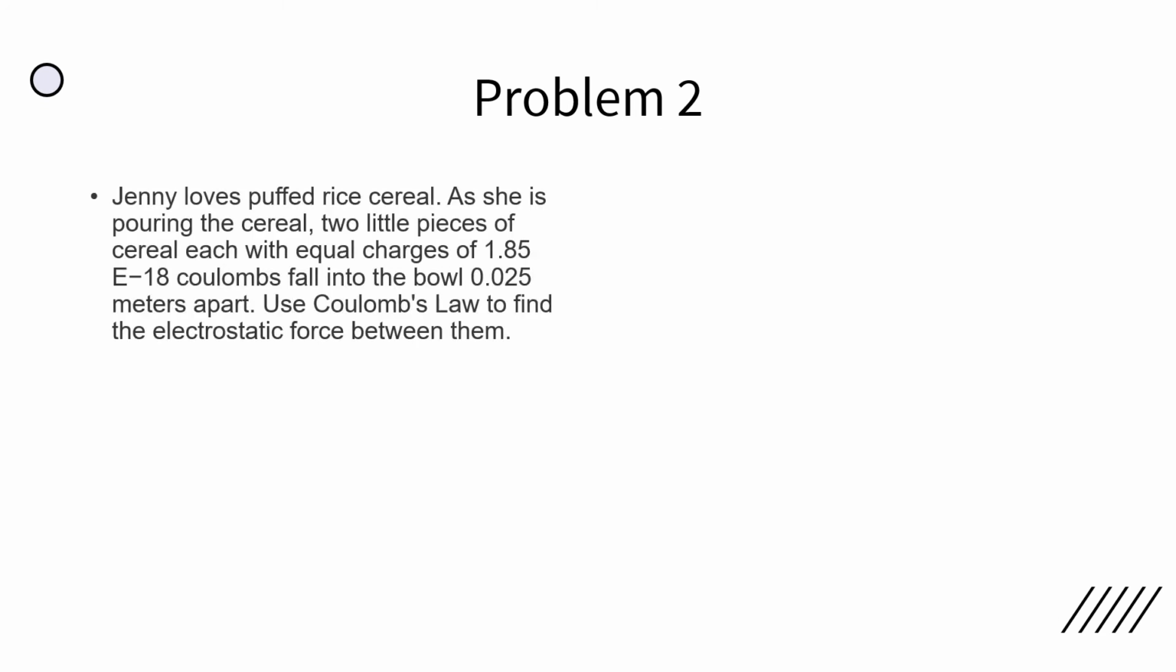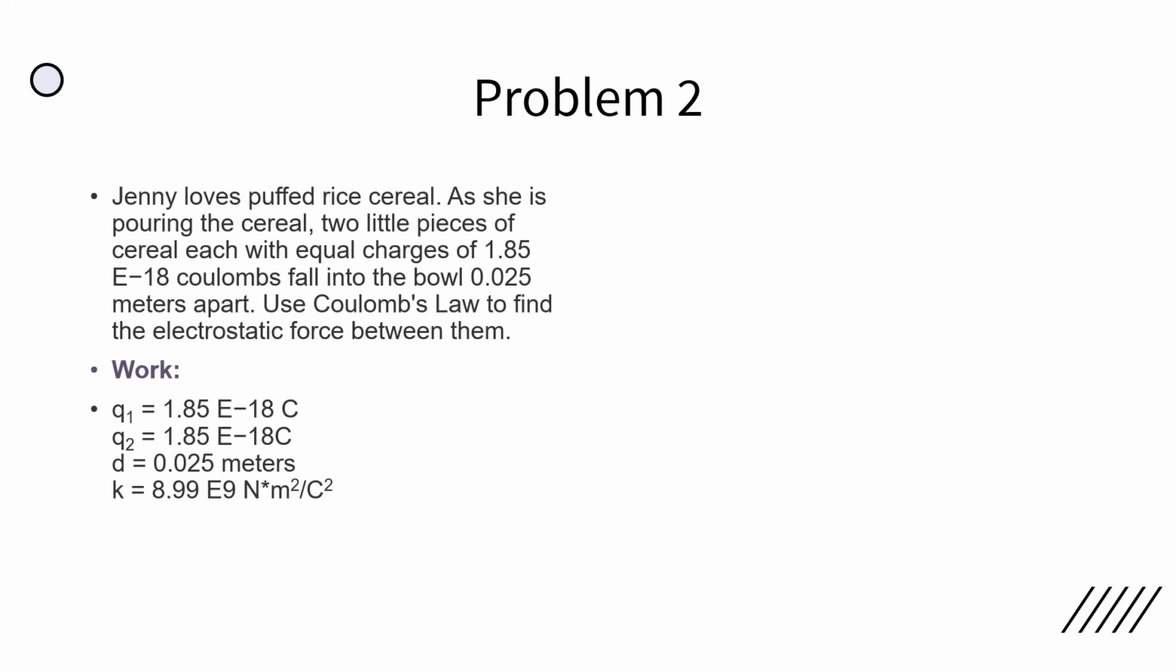Alright, now let's go with problem number 2. Jenny loves puffed rice cereal. As she is pouring the cereal, 2 little pieces of cereal, each with equal charges of 1.85 E minus 18 coulombs, fall into the bowl 0.025 meters apart. Use Coulomb's law to find the electrostatic force between them.